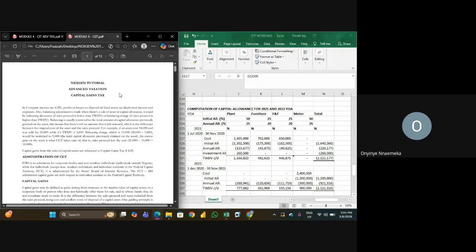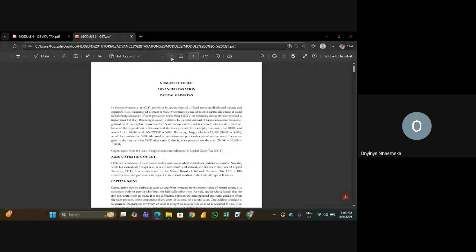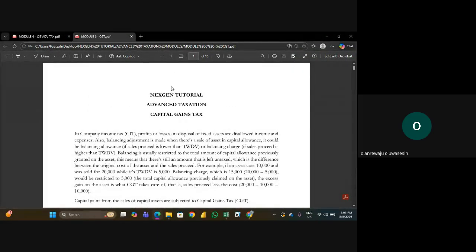So capital gains tax. Please, are we true? Can I back this Excel or can I remove it? Hello, I have a question, man. Okay. On that minimum tax computation.